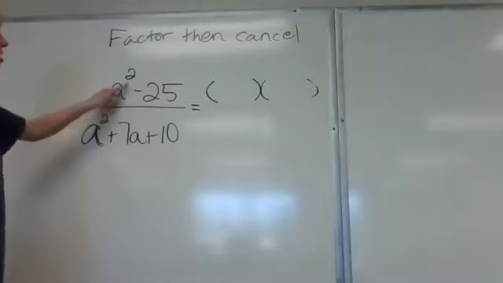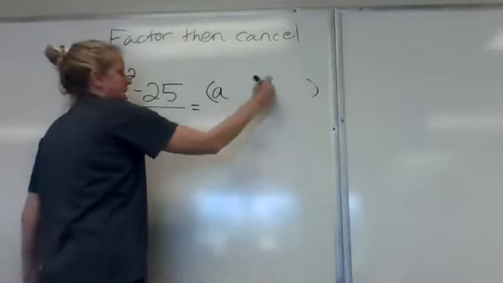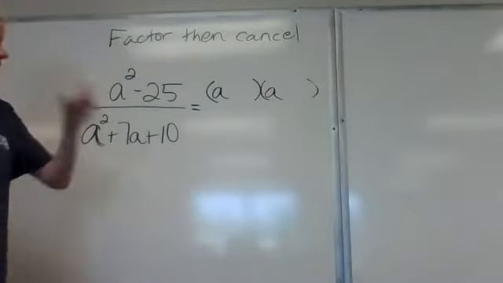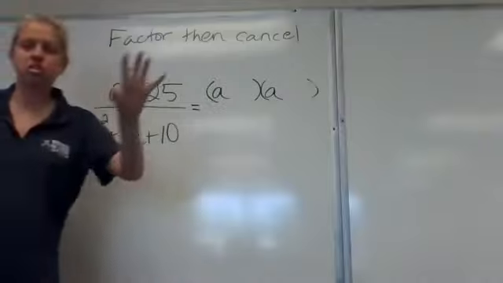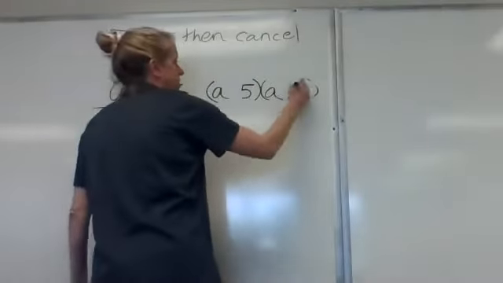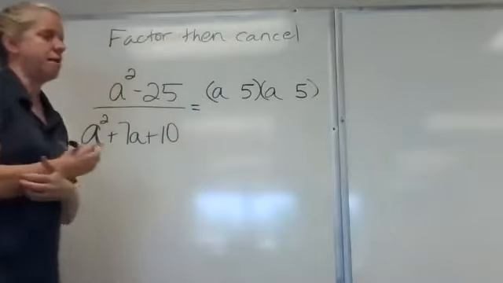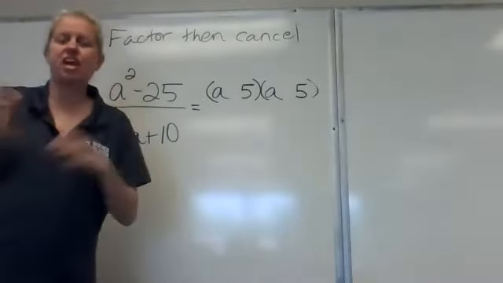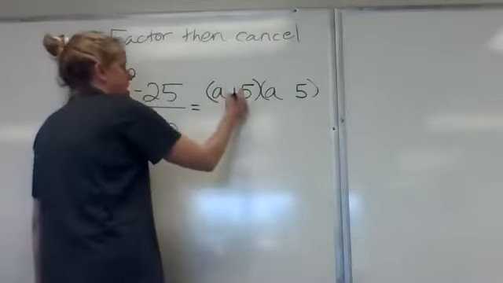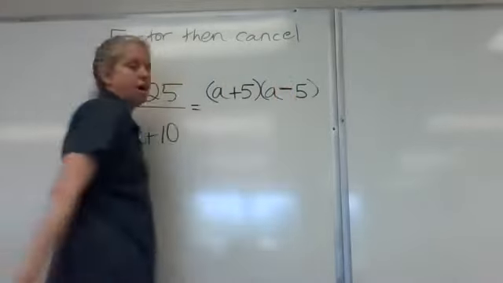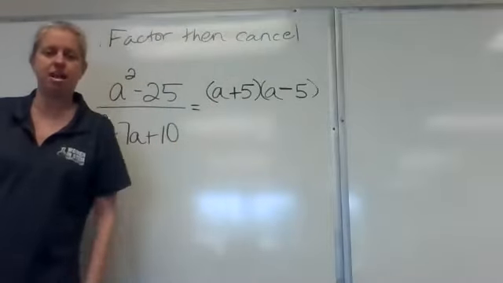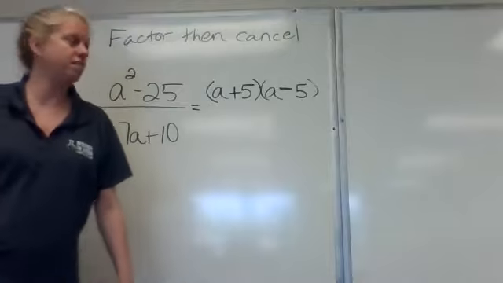How do you get a squared? A and A. How do you get 25? Using the same number, 5 and 5. Now, the good thing about difference of squares is you don't ever have to think about signs. They're always the same sign combination. 1 plus and 1 minus, and it doesn't even matter where you put the plus and the minus. You just have one of each.